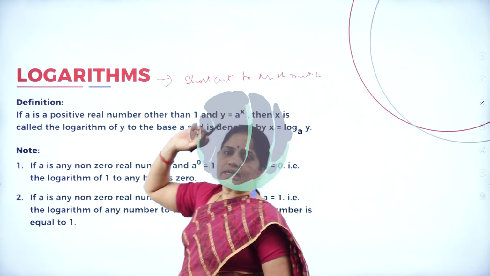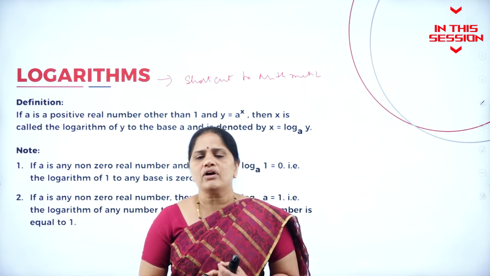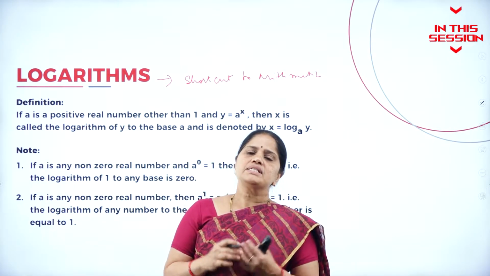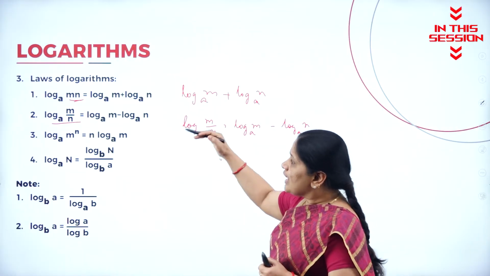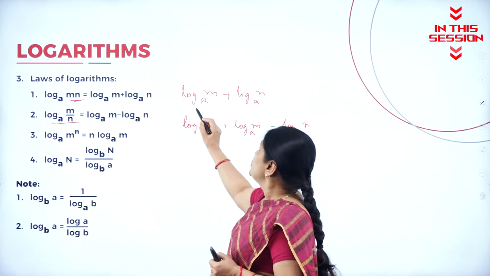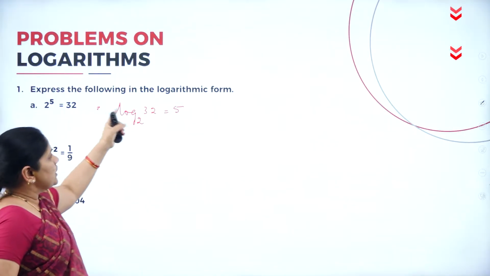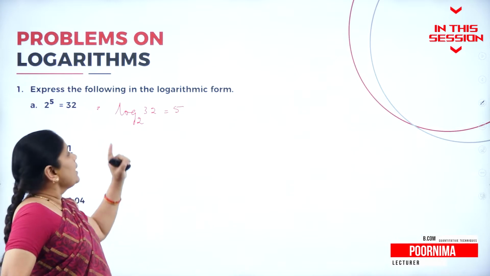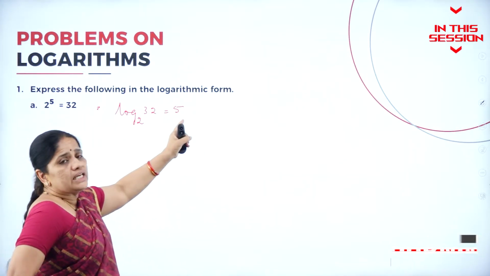What do you mean by shortcut to arithmetic? So whenever we have very huge numbers, we can always make use of the log tables and do all the arithmetical operations. Whenever we are using the logarithms, it should always be with the same base. If I have to express this in logarithmic form, I should write it as log 32 to the base 2 equals 5.